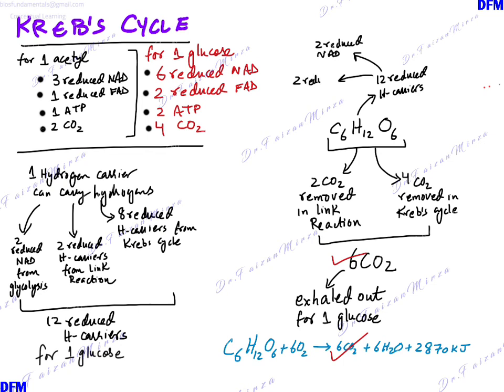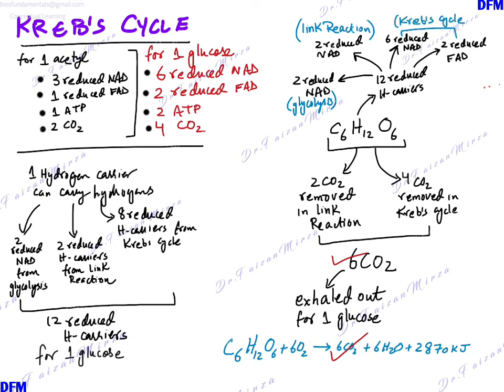So 2 hydrogens were added to reduce NAD in glycolysis and 2 in the link reaction respectively. 6 reduced NAD were produced in the Krebs cycle and 2 reduced FAD were also produced in the Krebs cycle. So this all adds up to 12 hydrogens. What is left of glucose now? The entire molecule of glucose is stripped. All that's left are hydrogens, which are added to reduce NAD and reduce FAD.